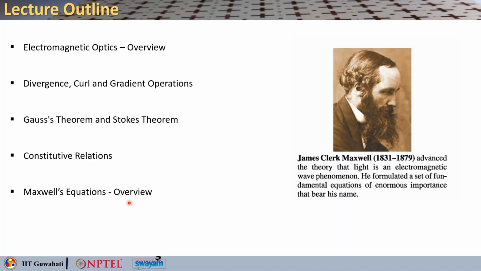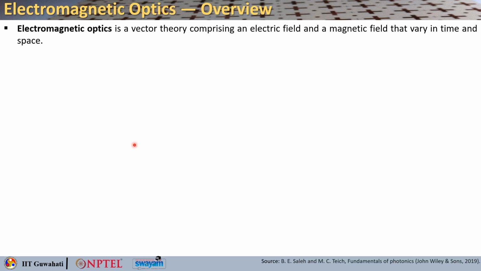Today's lecture will be on basic electromagnetic theory, and here is the lecture outline. So we'll give you a very brief overview of electromagnetic optics, take you through the divergence, curl and gradient operations, briefly discuss Gauss theorem and Stokes theorem, the constitutive relations, and finally we will give you an overview of Maxwell's equations. So electromagnetic optics is basically a vector theory comprising an electric field and a magnetic field that vary both in time and space.